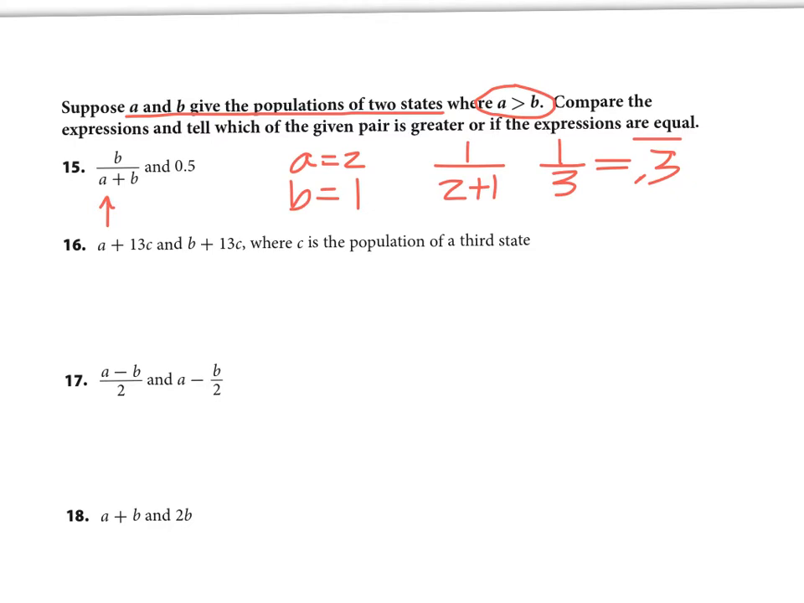Now it says compare the expressions and tell which of the given pair is greater or if the expressions are equal. Well, what we just found was this expression came out to be 0.3. So 0.3 is smaller than 0.5. If I'm going to compare these, I would write B over A plus B is less than 0.5. That would be a comparison.